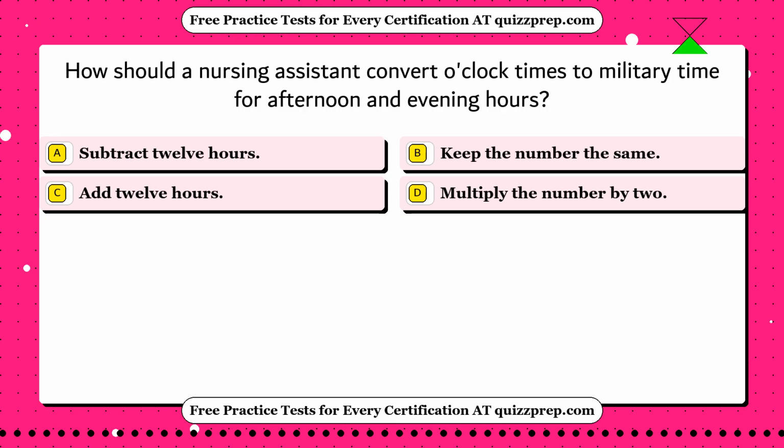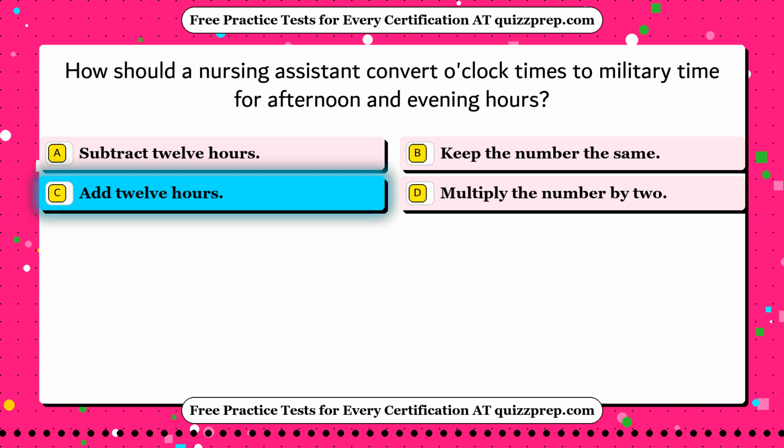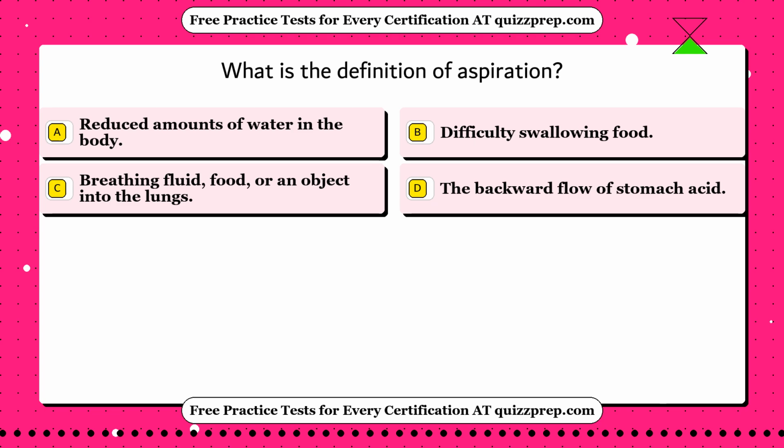Question 52. How should a nursing assistant convert clock times to military time for afternoon and evening hours? Option A, subtract 12 hours. Option B, keep the number the same. Option C, add 12 hours. Option D, multiply the number by 2. The correct answer is option C, add 12 hours. In military time, 1 p.m. becomes 1300 and 10 p.m. becomes 2200. Question 53. What is the definition of aspiration?